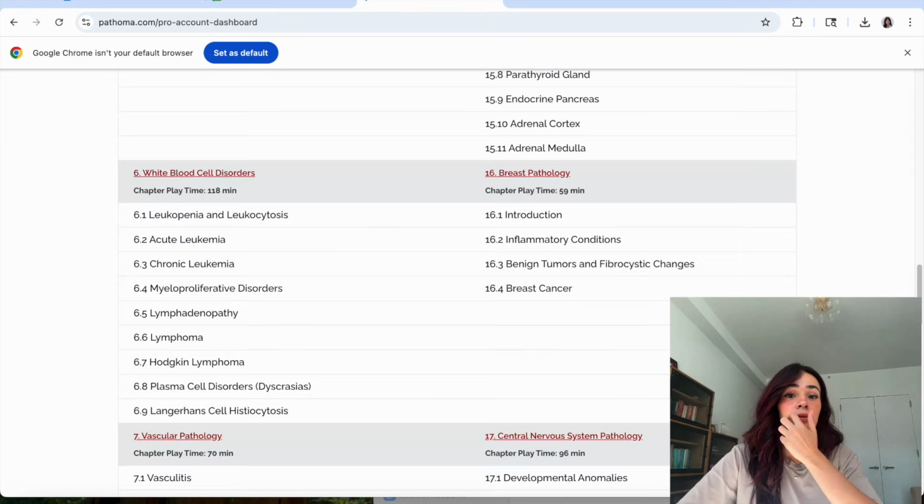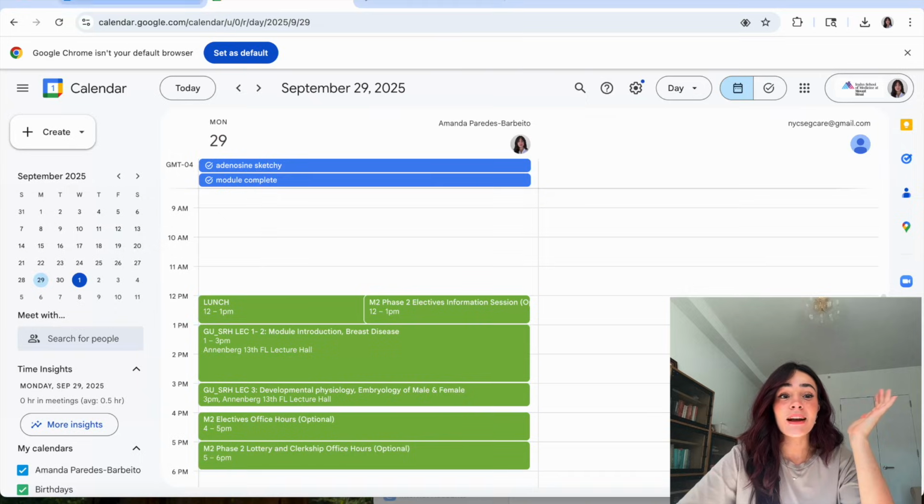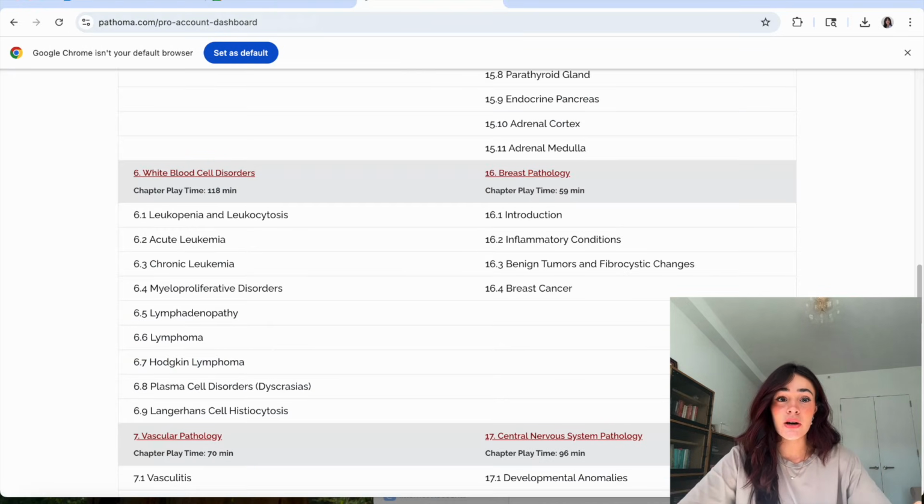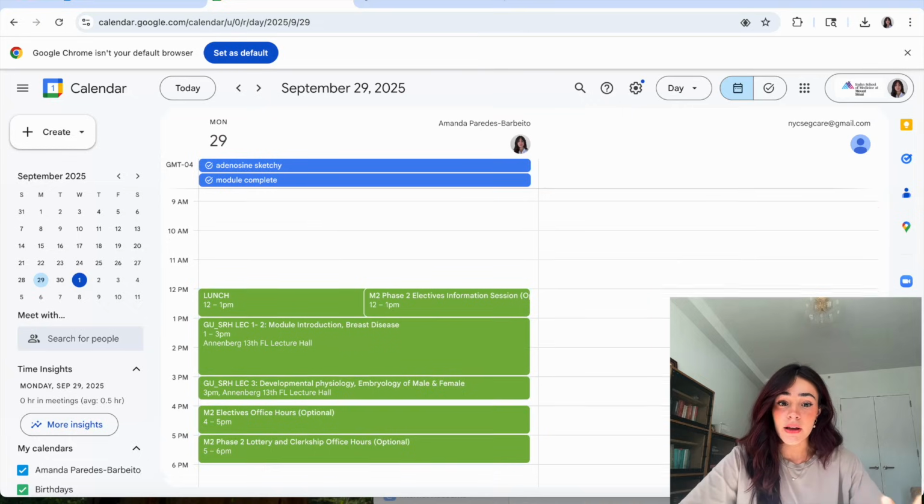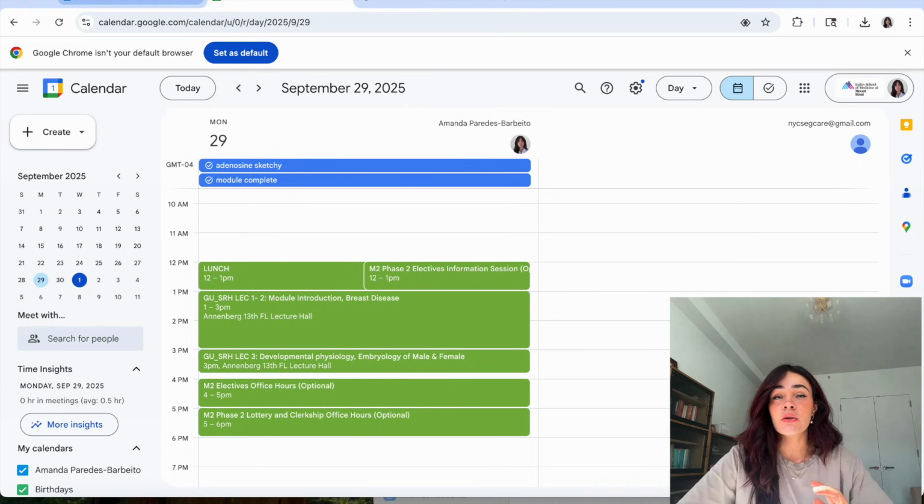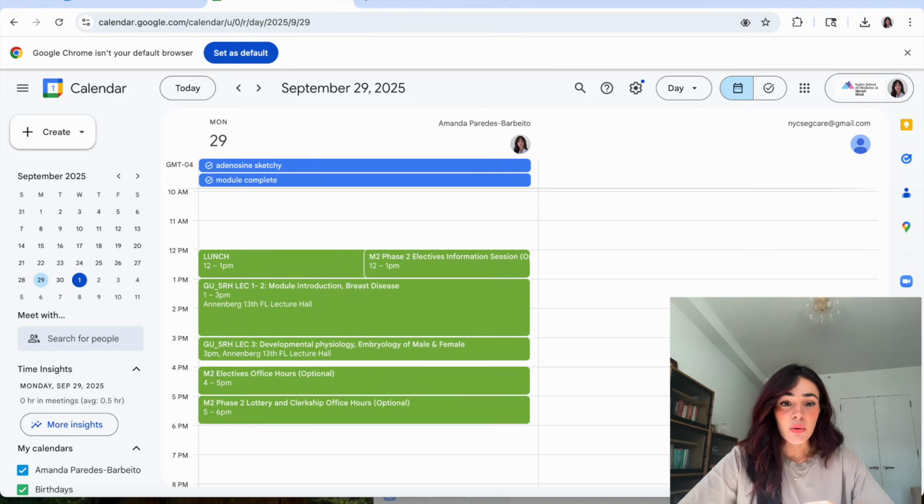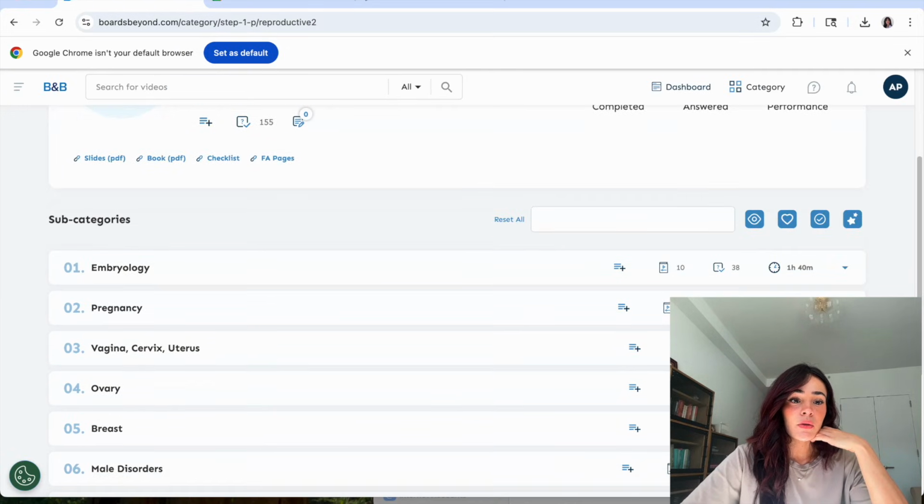So I kind of have simplified it, and I don't go in and look for the minutia. I just go based off the lecture title, and then I watch the corresponding Pathoma or Boards and Beyond. I'll show you the example for Boards and Beyond. So breast disease, that was pretty easy because it's just exactly what the Pathoma says. Developmental physiology, embryology of male and female. That's more of a Boards and Beyond thing.